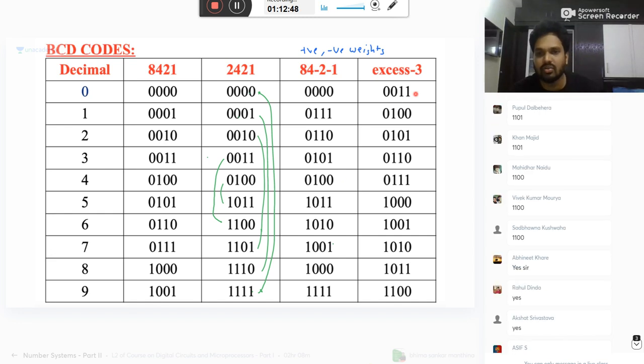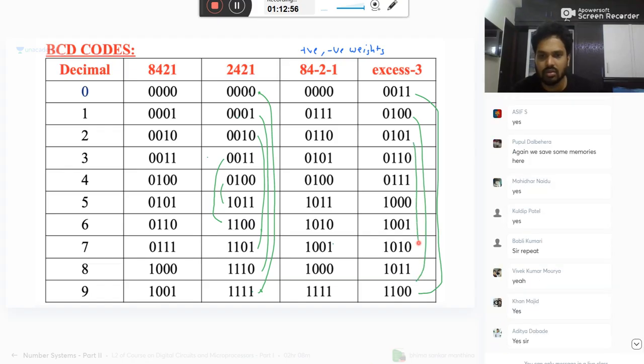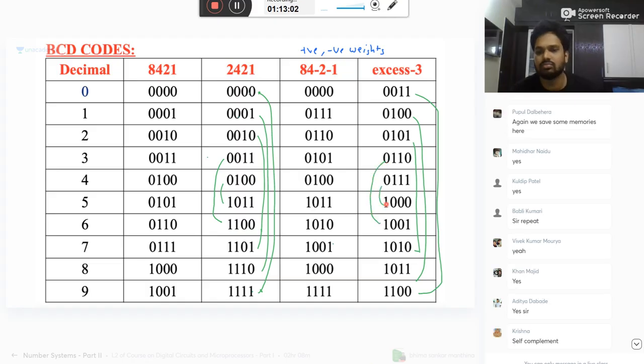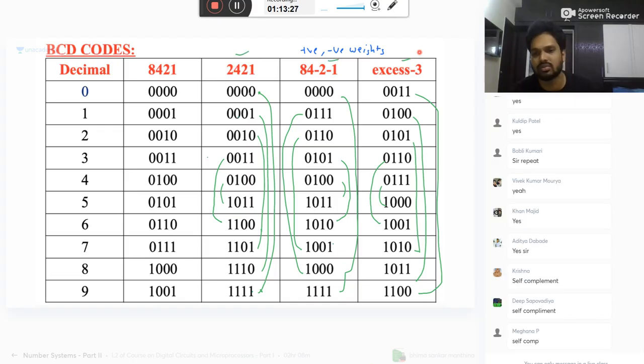The same rule is valid here also. Here also the same rules. They are complementary to each other. That is the reason why I take some. Why don't we take some random numbers here? What is the speciality of 8421, 2421 and 84-2-1? All of them are called self-complementary codes.